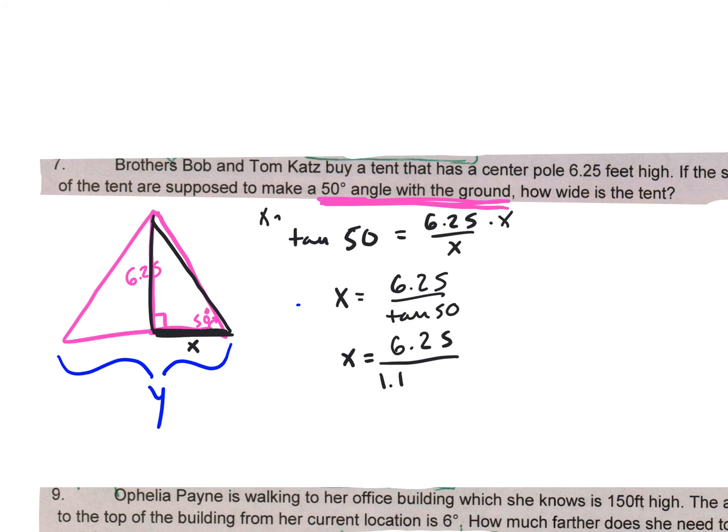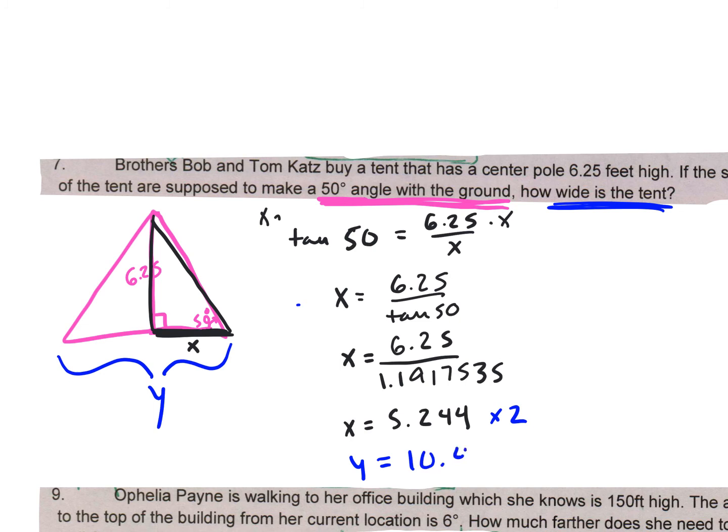So when taking the tangent of 50, I had 1.1917535. And then just divide. So x is equal to 5.244. And then we said to find the whole width of the tent, I just have to multiply that times 2. So that would give me 10.49, what unit? Feet. So that's my answer.